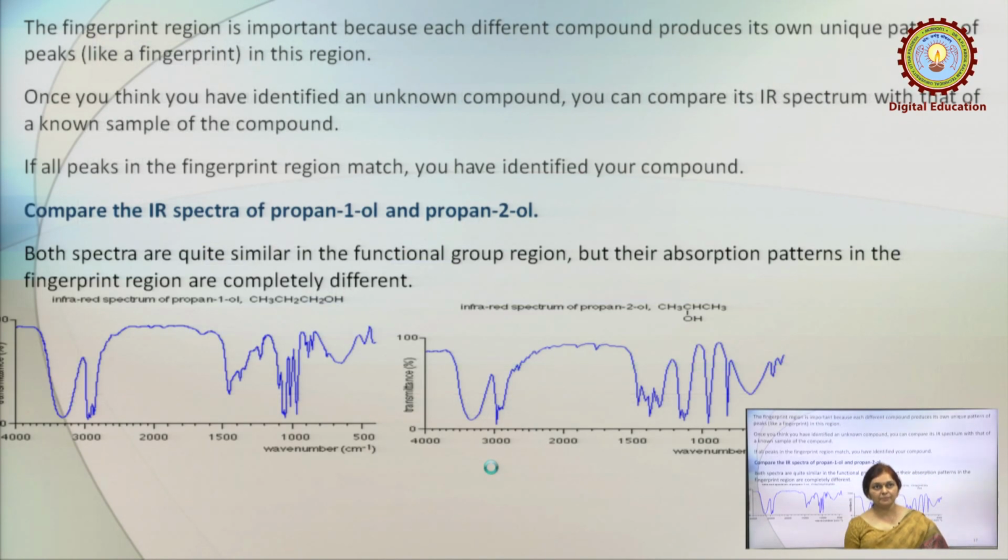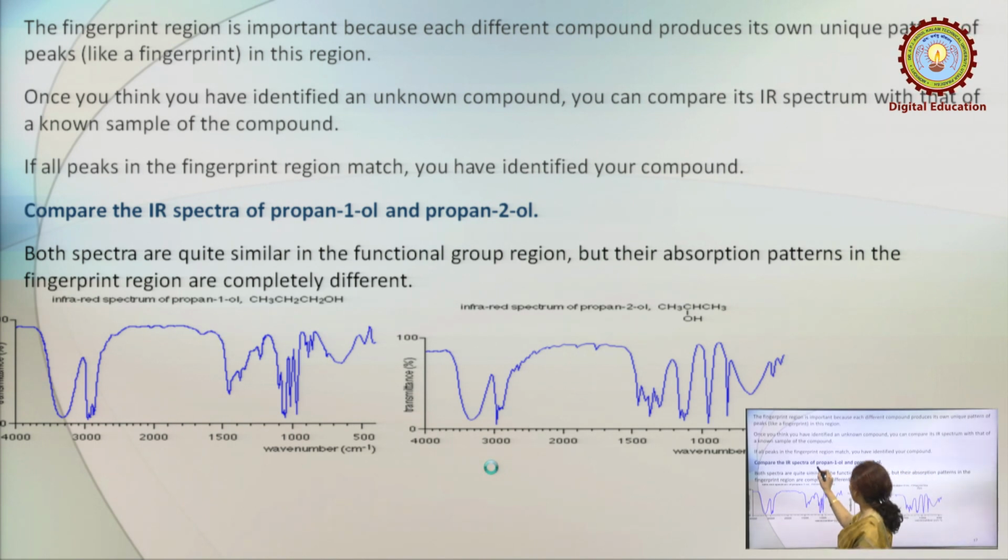The fingerprint region is important because each different compound produces its own unique pattern of peaks, like a fingerprint, in this region. Once you think you have identified a known compound, you can compare its IR spectrum with that of the known sample of the compound. If all the peaks in the fingerprint region match, you have identified your compound.